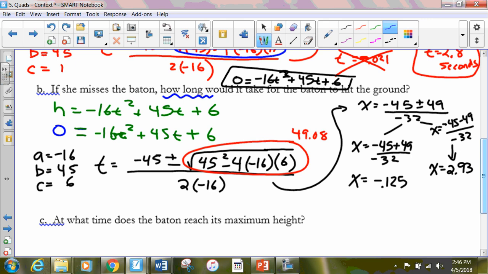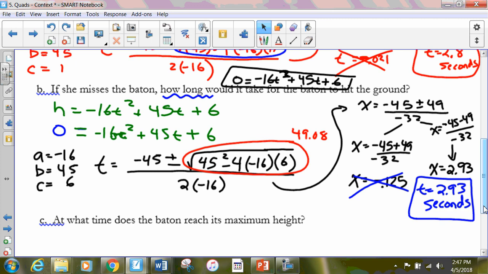Can time be negative? No. But time can be 2.93, and once again, seconds. I mean, that would be odd if it were minutes, right? That would mean she threw that baton so high that it took 2.93 minutes to fall to the ground. That'd be a little freaky.